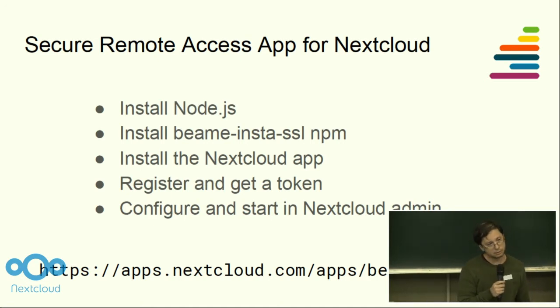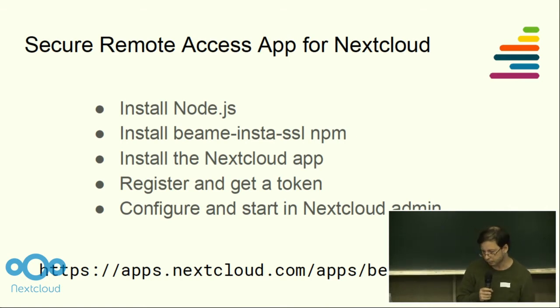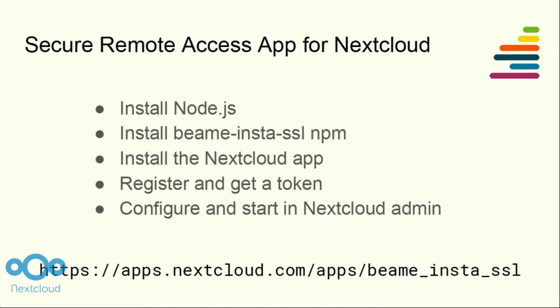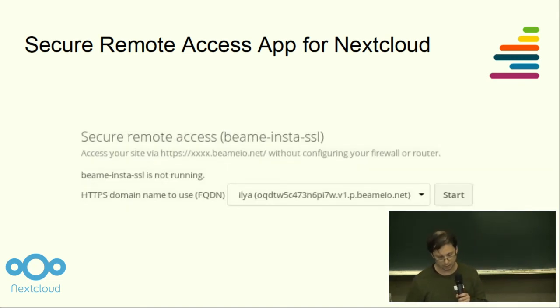You install Node.js, you install our NPM package, which is beame-insta-ssl. You go to the App Store, you download the Nextcloud plugin. After that, you go to our site, you register, and you get a token. With that token, you go to the admin screen in Nextcloud. Here's a screenshot. You paste it in here, click Finish, and you are set. You can run the tunnel now. You just press the start button.